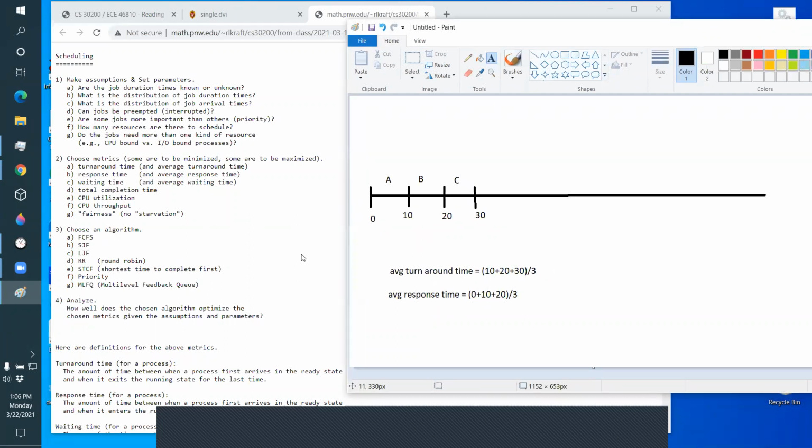So this is an example of choosing the scheduling algorithm. The one we're using here is essentially what's called first come, first serve.